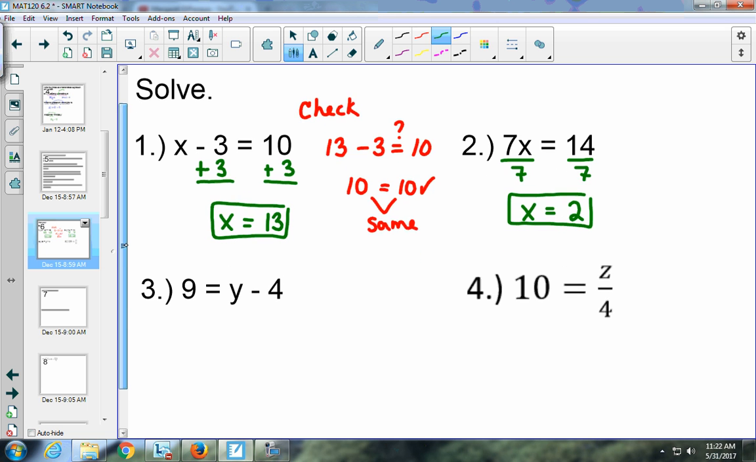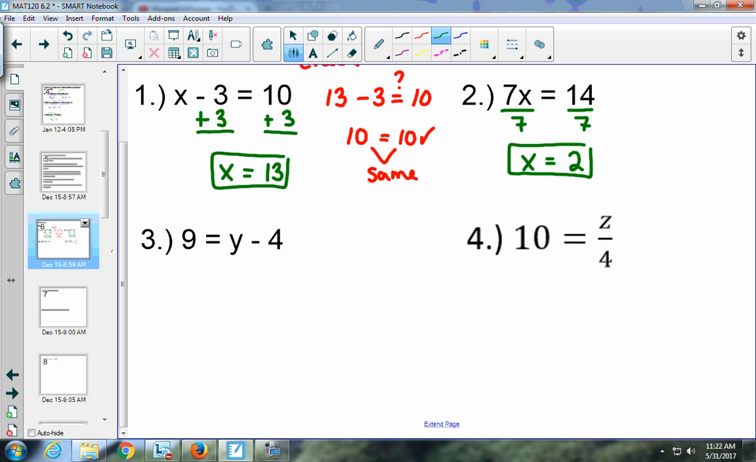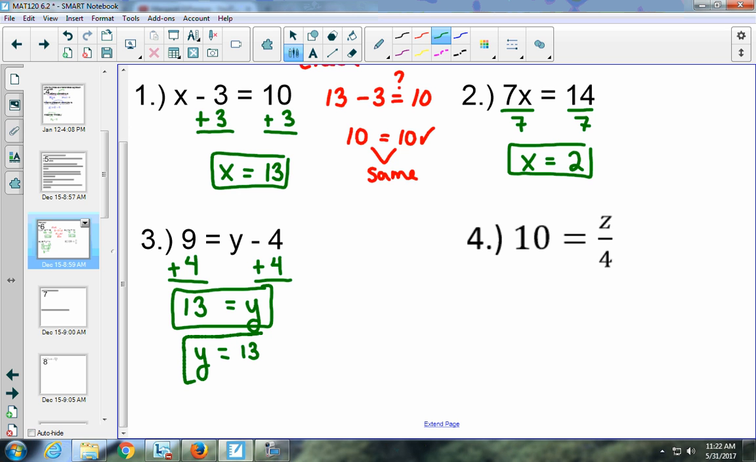If we move on to number 3, we have 9 equals y minus 4. So this time the variable is on the other side of the equation. Now y is on the right-hand side. But we still do the exact same work. Our goal is to get the variable by itself. So if I look at what's on the same side as y, it's that minus 4. So to undo subtraction, I use addition. And whatever I do to one side, I must do to the other. And that gives me that 13 equals y. And you can leave your answer just like that. If you prefer to flip it around so the variable comes first, you can.